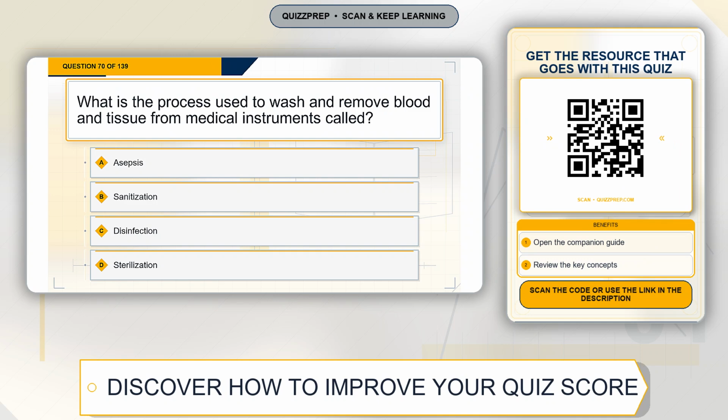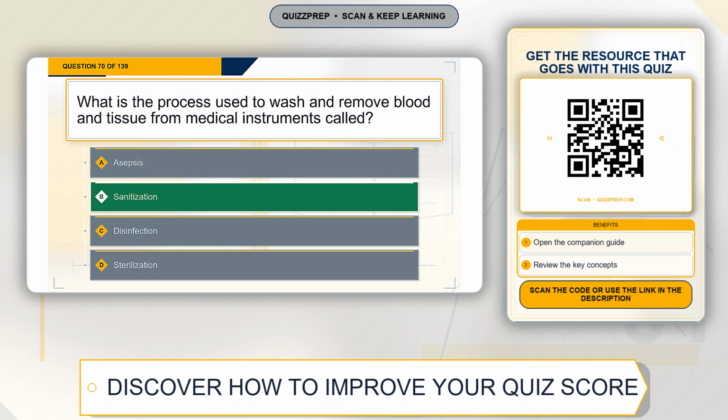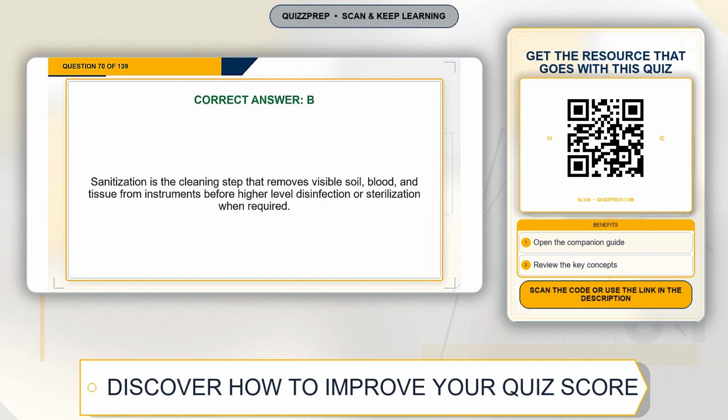Question 70. What is the process used to wash and remove blood and tissue from medical instruments called? Option A, asepsis. Option B, sanitization. Option C, disinfection. Option D, sterilization. The correct answer is option B, sanitization. Explanation. Sanitization is the cleaning step that removes visible soil, blood, and tissue from instruments before higher-level disinfection or sterilization when required.